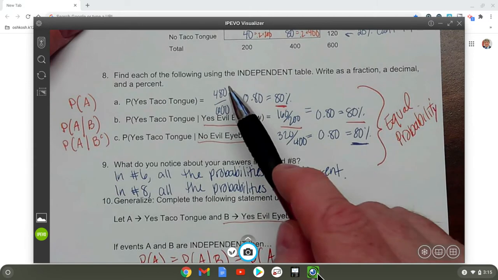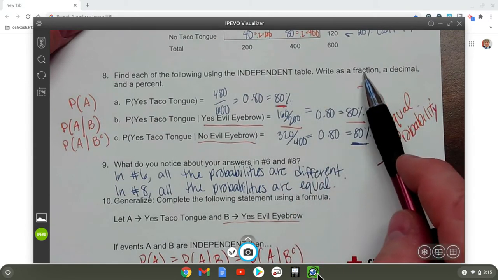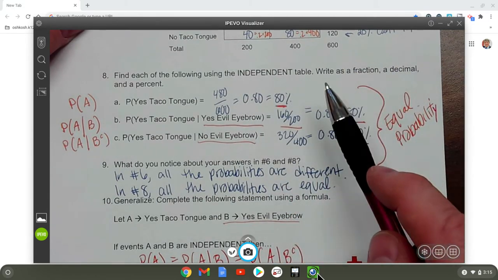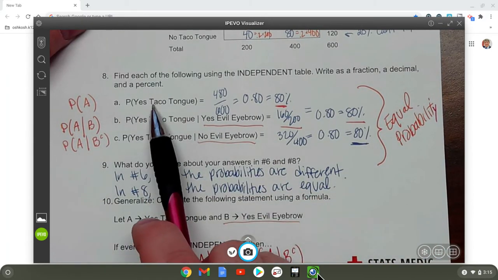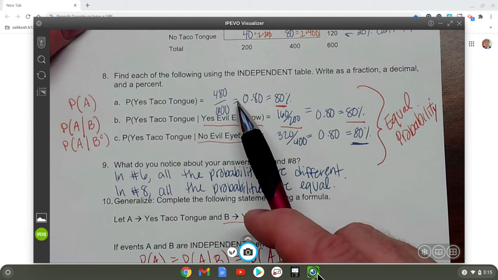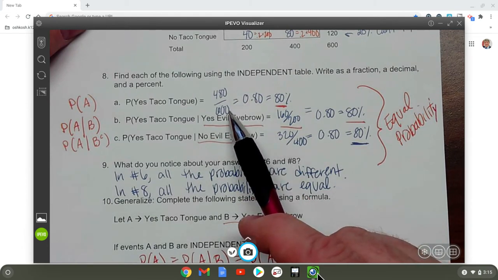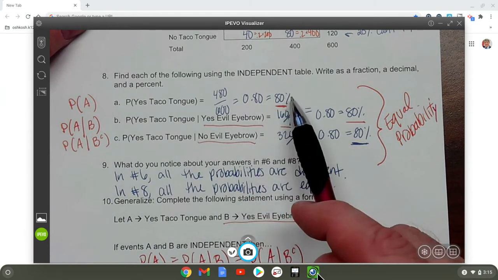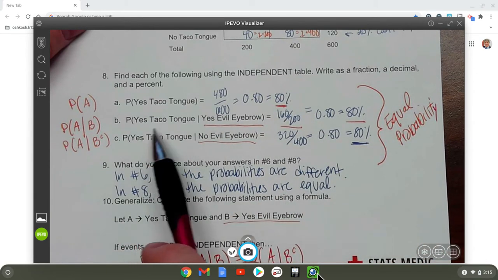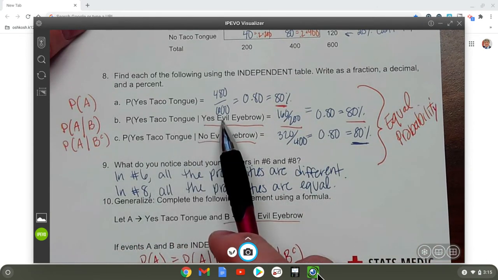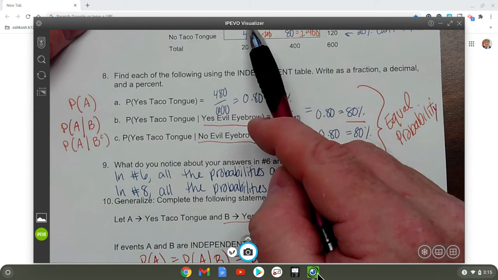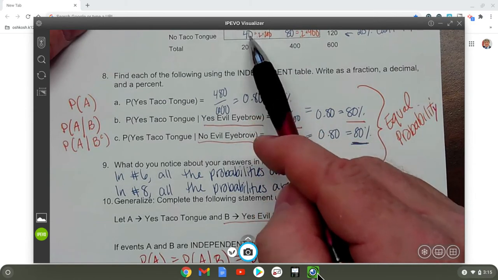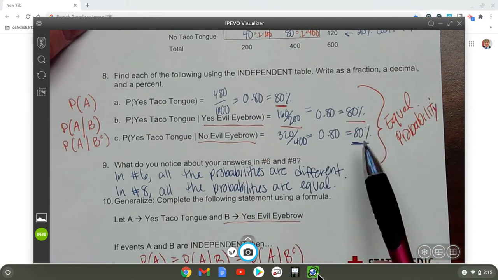So find each of the following using the independent table, write as a fraction, a decimal, and percent again. So first one, just probability of A. First, just the regular event, yes for taco tongue. Yes for taco tongue was 480 out of 600, which is 0.8 or 80%. Now here's a conditional. Yes for taco tongue given yes for evil eyebrow. So now this one's going to be 160, which is yes for taco tongue, and 200 given yes for evil eyebrow, and then you divide them and you get your 80%.